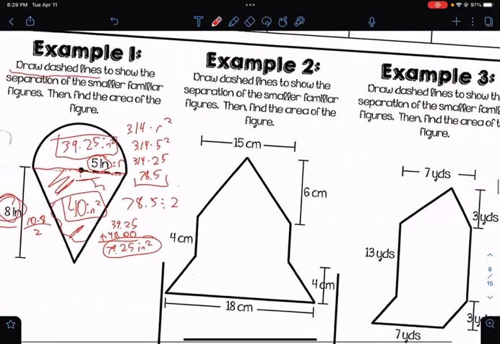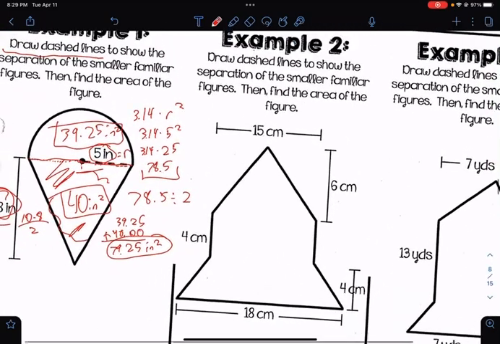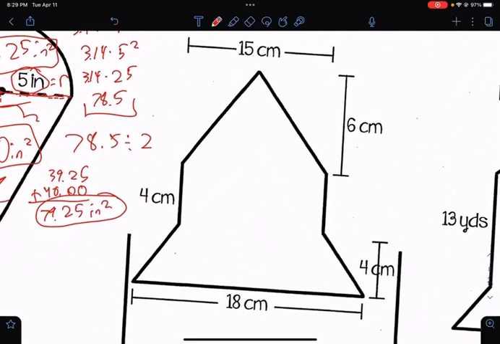Okay, let's look at our second one. Example 2. We're going to draw dashed lines to show the separation of the shapes. So I want you to go ahead, pause the video right now, and draw dashed lines right now. Okay, so hopefully you drew your dashed lines. So here's what I would do for my dashed lines.